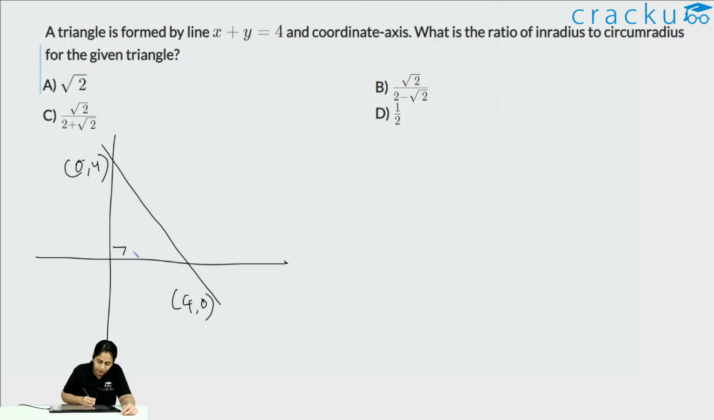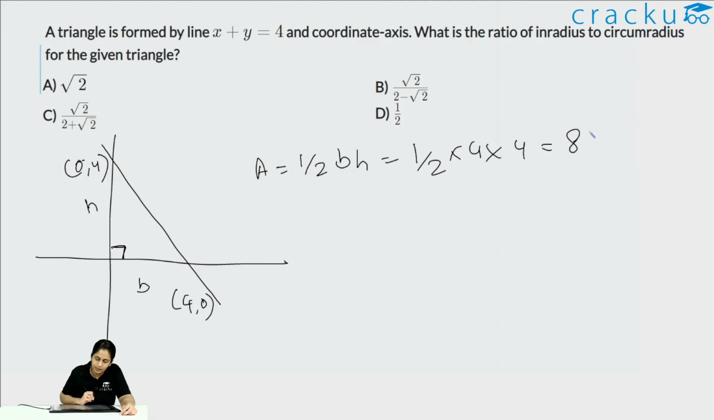So what is the area of this triangle? This is a right angle triangle because the coordinate axes are perpendicular to each other. So in this case, this is the base, this is the height. So area is equal to half base into height, which is half into 4 into 4, so that is equal to 8 square units. Now using this, we have to find out the inradius and circumradius.